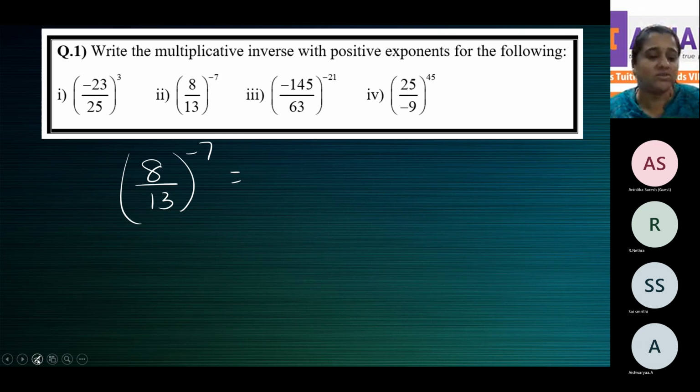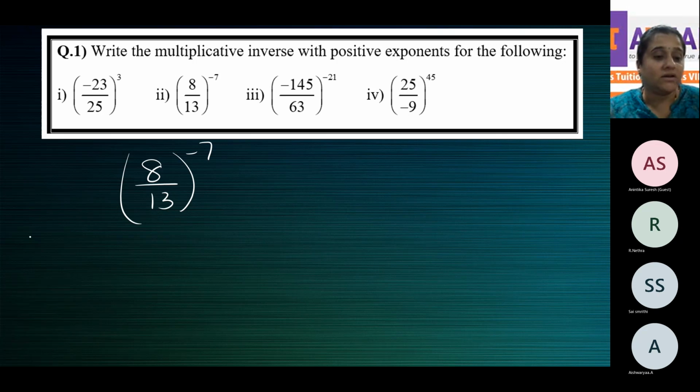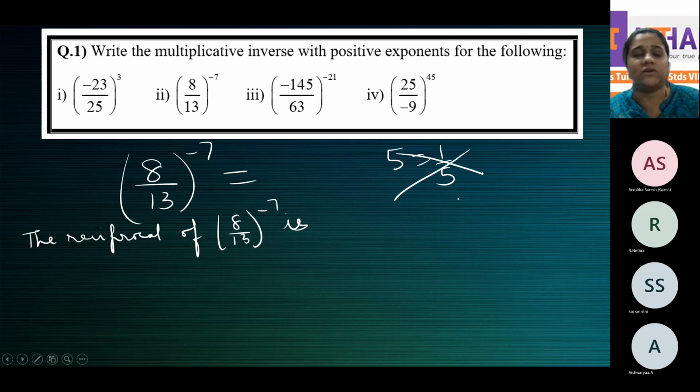I will do this one for you, and then I'll give you questions to answer. For the reciprocal, that's very important, you should not write that this one is equal to this. You must write: the reciprocal of 8 by 13 to the power minus 7 is. You must not write 5 is equal to 1 by 5. 5 and 1 by 5 are not equal. The reciprocal of 5 is 1 by 5. Similarly, the reciprocal of 8 by 13 to the power minus 7 is.